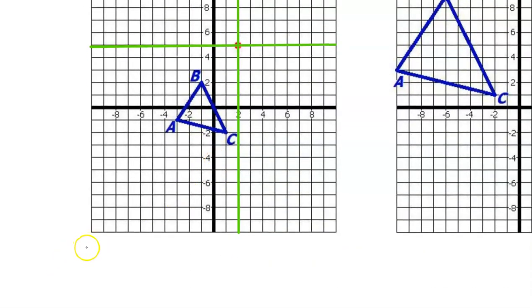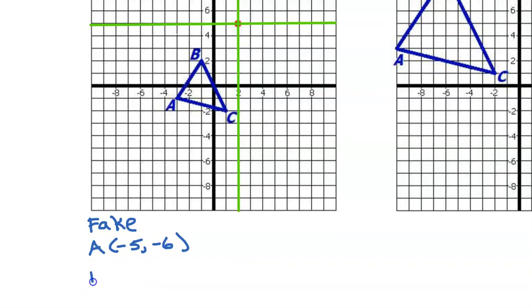All right, let's record the fake pre-image coordinates. I didn't mean to call it A prime. This is the pre-image, not the image. So fake A. Let's count carefully. So this is left, okay, that's 2, 4, 5. So this is -5. And then, okay, 5, 6. So -5, -6. All right, how about fake B?